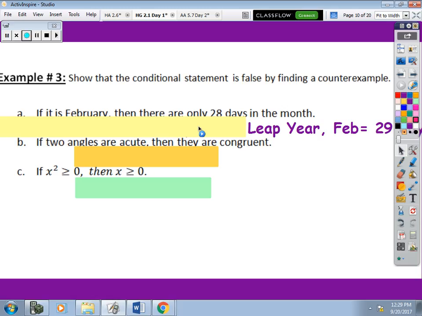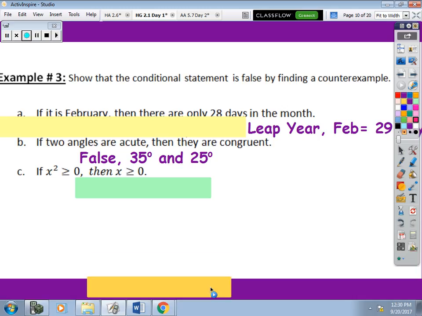All right, now we'll get into more mathematical ones. If two angles are acute, then they are congruent. So again, keep the angles acute, but show me two angles that are acute but not congruent. Lots of answers here. Jade? 20 degrees and 30 degrees. I think I have 25 and 35. As long as they're both less than 90 and not the same number, they're a counterexample. Wait, we don't have to write all that? Like we stated? No. This is just to find the counterexample.